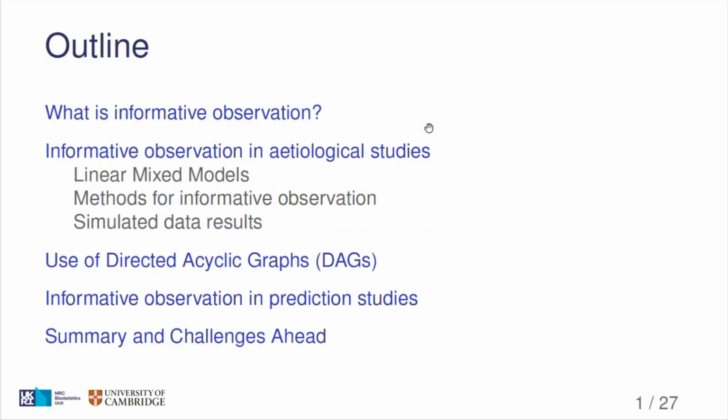So just a quick outline for my talk. I'm going to spend a few slides just explaining what I mean when I'm talking about informative observation. And then I'm going to present some methods that have been used to handle, or that have been proposed to handle informative observation in etiological studies. I'm going to say a little bit about how directed acyclic graphs, or DAGs, can help us in this context. And then a few slides just thinking about prediction modeling. And I'll finish with a summary.